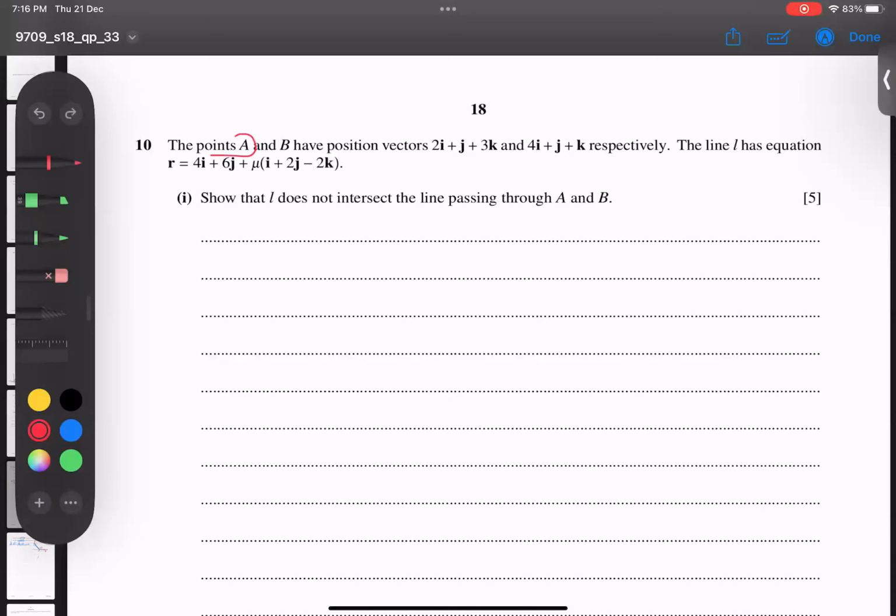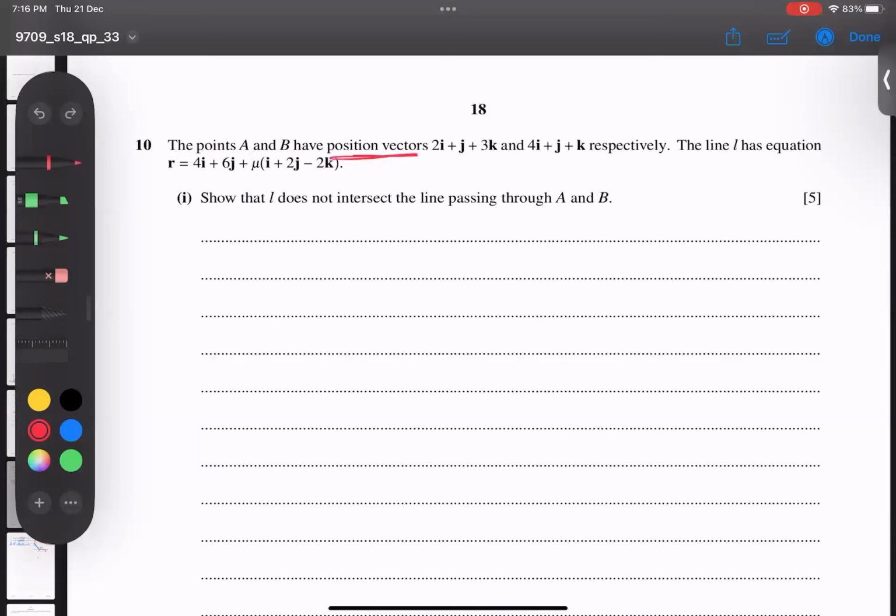Bismillah ar-Rahman ar-Rahim. This is a question from June 2018, variant 33, question number 10. The topic is A Level vectors. The points A and B have these position vectors.